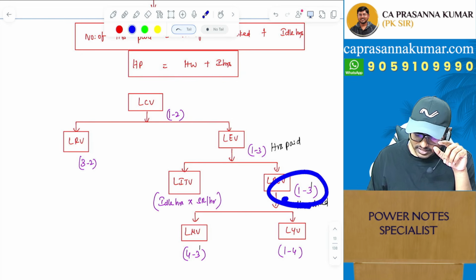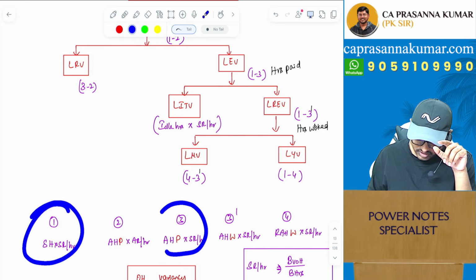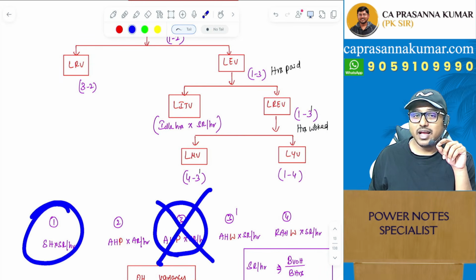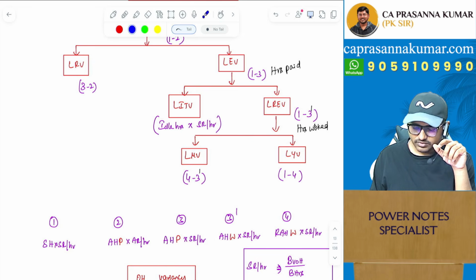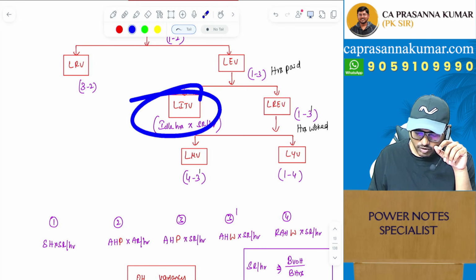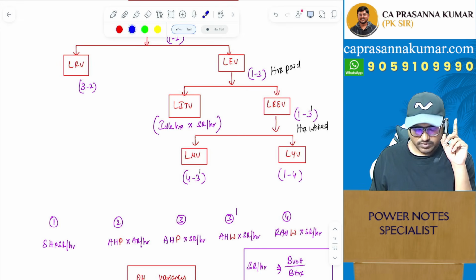Therefore, in this 1 minus 3, the formula is the same, but it is not this 3. You should not be taking actual hours paid. Instead, you should be taking actual hours worked. That is nothing but this labor revised efficiency variance, where once you remove idle time, this is what will be left over. Got it?